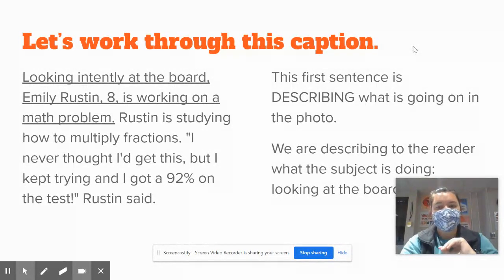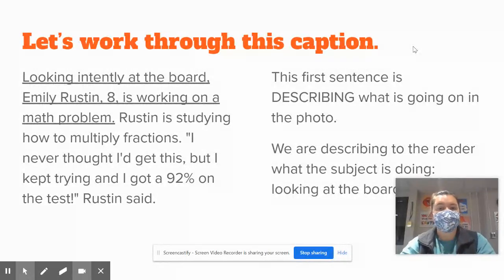The first sentence is describing what's going on in the photo. You're using that descriptive language to actually tell the reader what the person is doing. Okay, so this one's pretty easy. We're describing that the subject, Emily, is looking at the board. Okay, this isn't a very action-packed photo, but we still need to know what she's doing, in case the reader didn't know right away just from looking at it. So looking intently at the board, she is working on a math problem. We're describing what is going on in the picture.